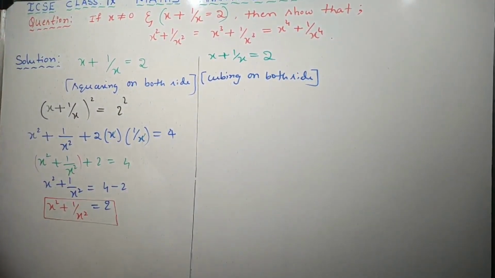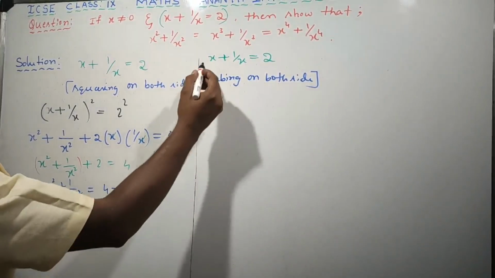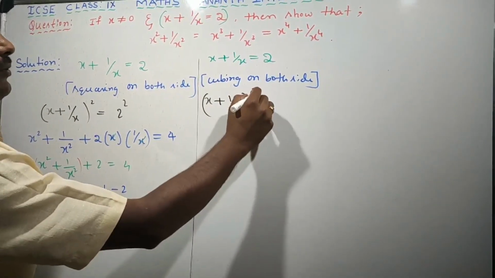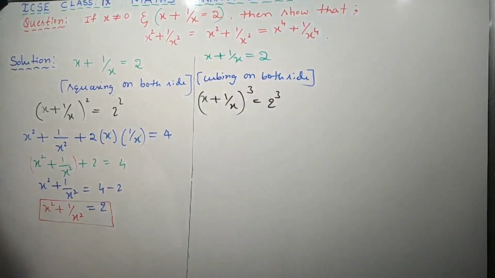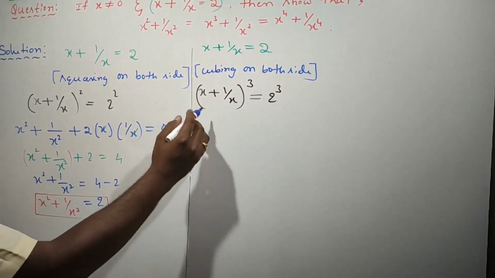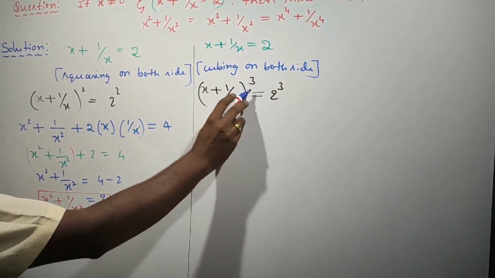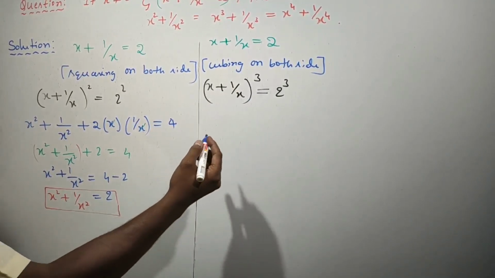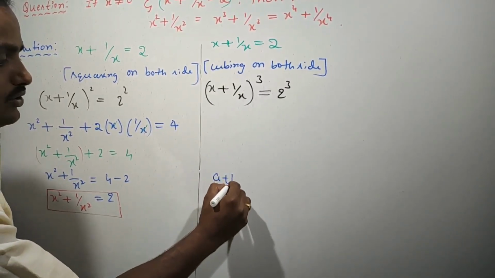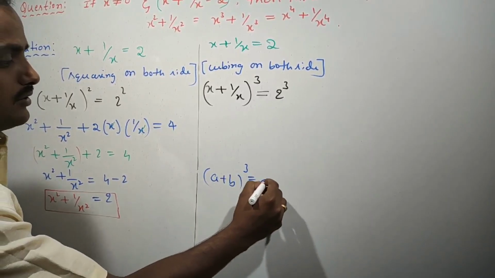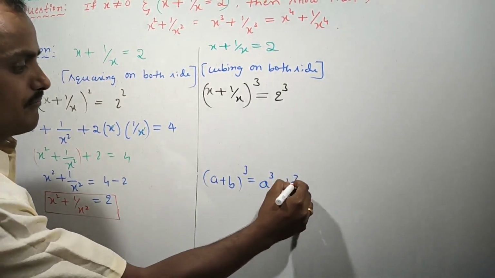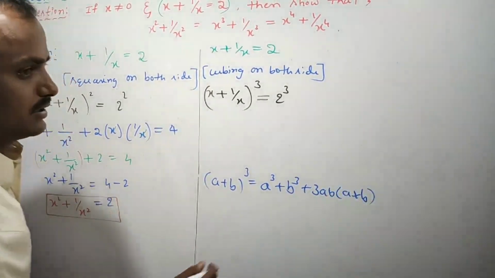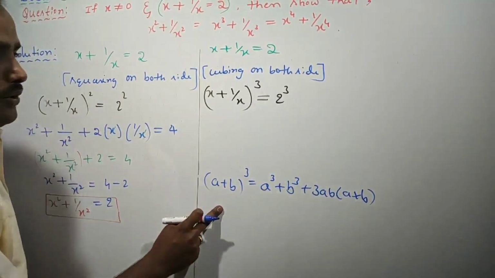Cubing on both sides. What happened? You know, children, everyone. See, x plus 1 upon x whole cube is equal to 2 cube, children. Now, x plus 1 upon x whole cube is in the form of a plus b whole cube. The a plus b whole cube identity, you know, children: a plus b whole cube is equal to a cube plus b cube plus 3ab into a plus b, children. This is the main identity, you know.